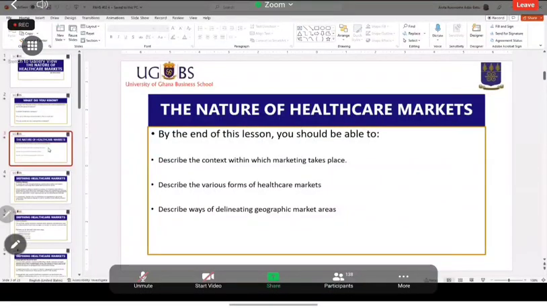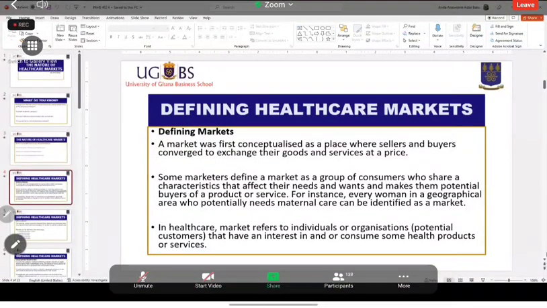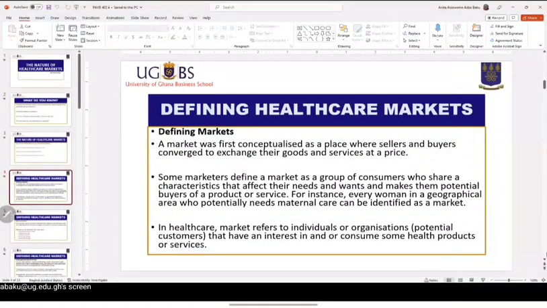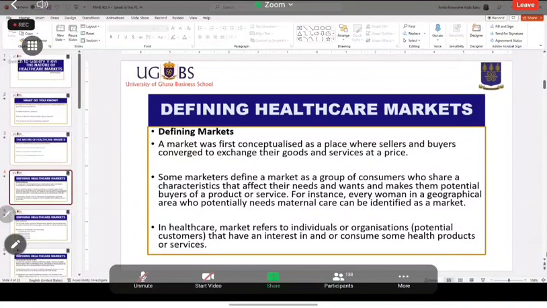which marketing takes place, describe the various forms of healthcare markets, and then describe ways of delineating geographical market areas. So how do we define markets? Now, I'm sure the first thing that comes to mind when you think about market is a place where sellers and buyers converge to exchange goods and services.